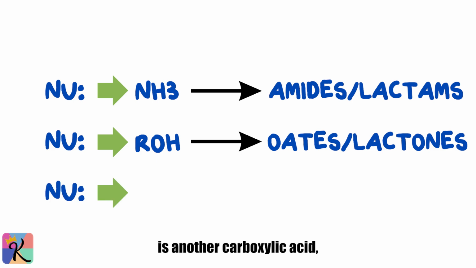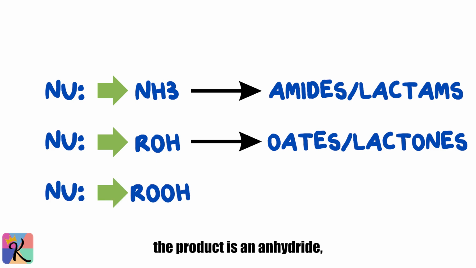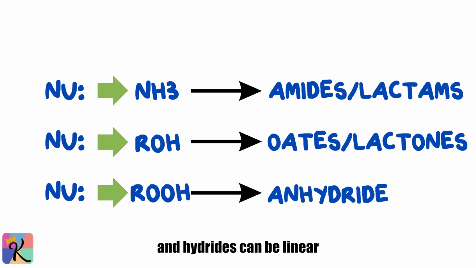If the nucleophile is another carboxylic acid, the product is an anhydride. Anhydrides can be linear or cyclic and are named with the suffix anhydride. Each of these reactions expands the versatility of carboxylic acids in synthetic organic chemistry, allowing for the creation of various functional groups and complex molecules.